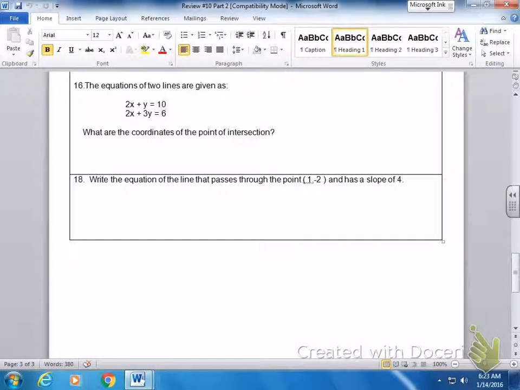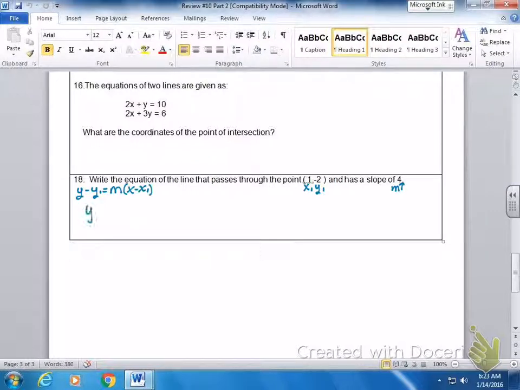Now, number 18 says, write an equation of a line that passes through the point (1, negative 2) and has a slope of 4. Now, this is just an equation thing, guys. We have the point slope form, y minus y1 equals m times x minus x1. I know I'm going to use this because they gave me an x and a y. That's my x1, y1. And they gave me a slope, which is m. I just plug those in and clean it up, and we have our answer.